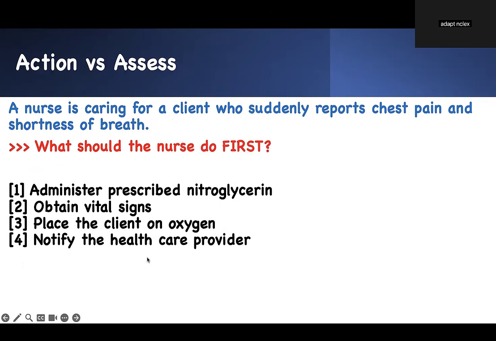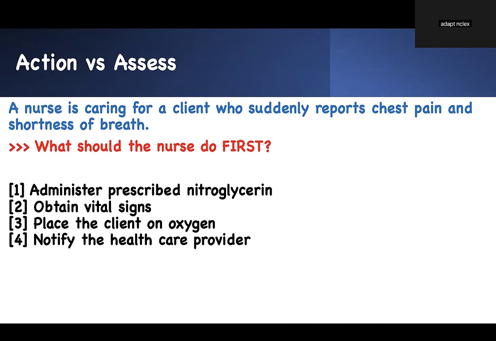In the same situation, you got to ask yourself, do you assess or take action? Every time assess, unless you think the patient is crashing, and they will tell you in the question that somebody is crashing. Therefore, I need to do what? Do intervention rather than assessment. What should the nurse do first? I don't know. Do I assess, intervene, or do anything?